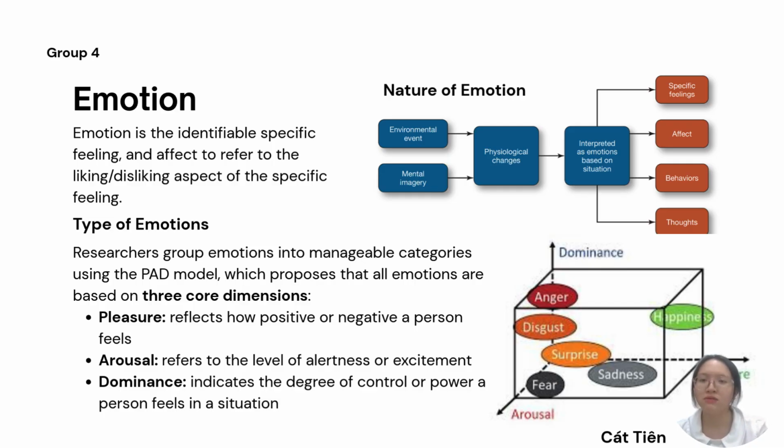To classify emotion, researchers use the PAD model, which explains emotion through three dimensions. Pleasure shows how positive or negative a feeling is. Arousal reflects the level of excitement or alertness, and the last one, dominance, indicates how much control a person feels.